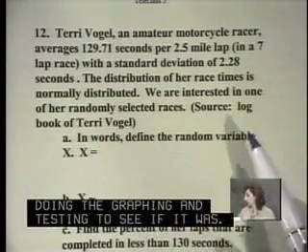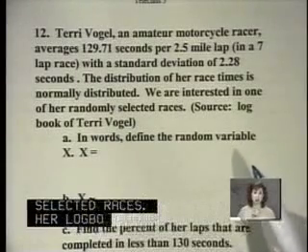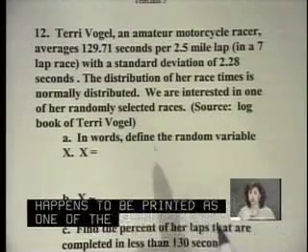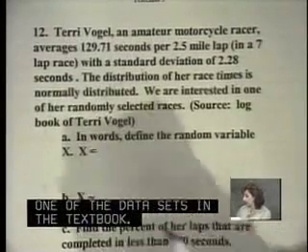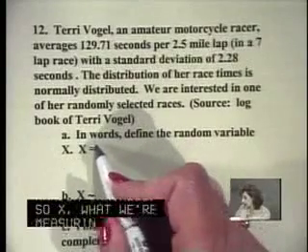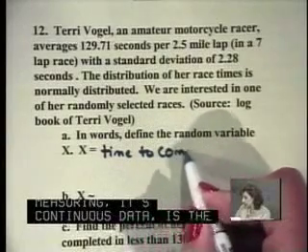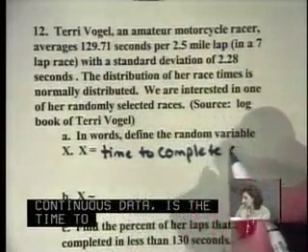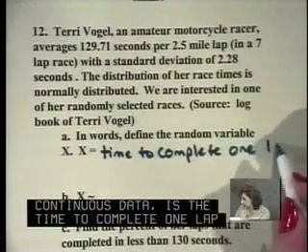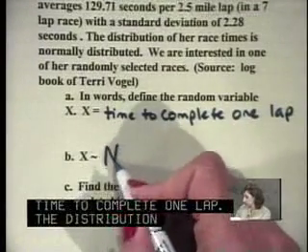And we're interested in one of her randomly selected races. Her logbook, by the way, a segment of her logbook, happens to be printed as one of the data sets in the textbook. In words, define the random variable. So x, what we're measuring, it's continuous data, is the time to complete one lap. The distribution is normally distributed.